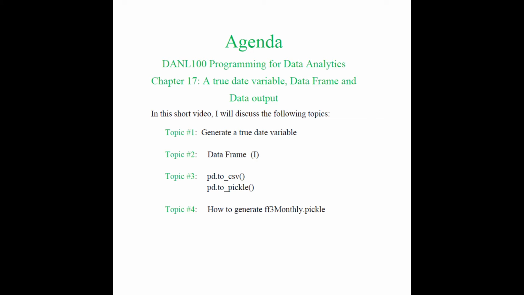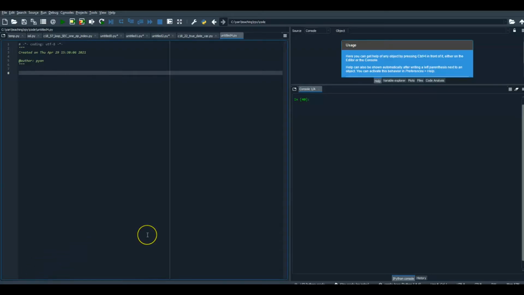Topic number 1, how to generate a true date variable. Topic number 2, Introduction to Data Frame. So this is the first part. Topic number 3, how to save a CSV file and how to save a pickle file. Topic number 4, how to generate the ff3Monthly.pickle dataset. Topic number 1, a true date variable.